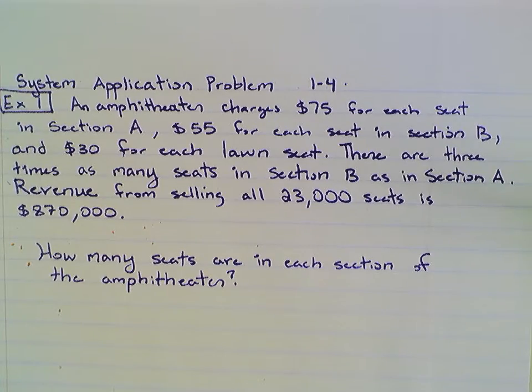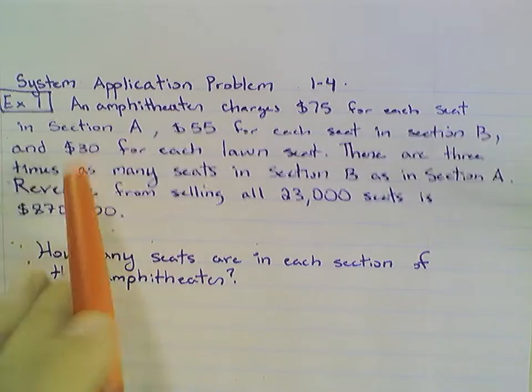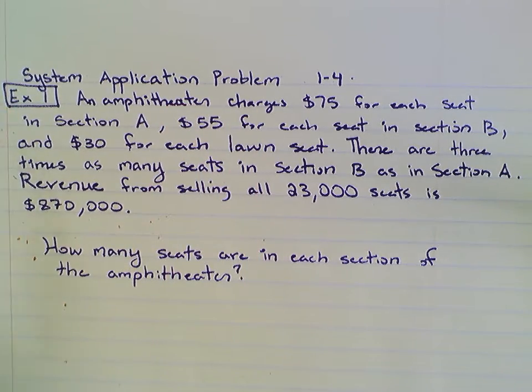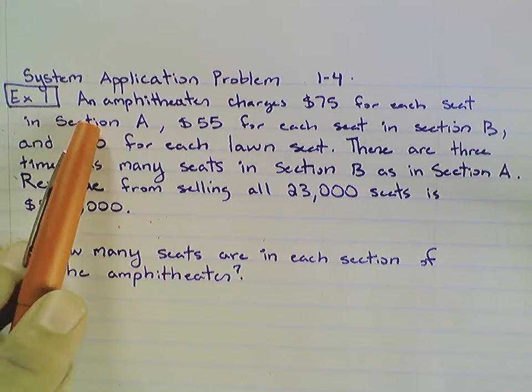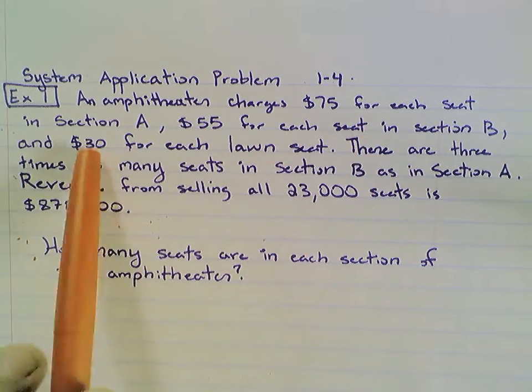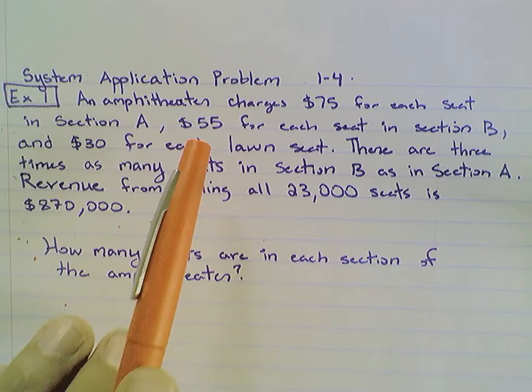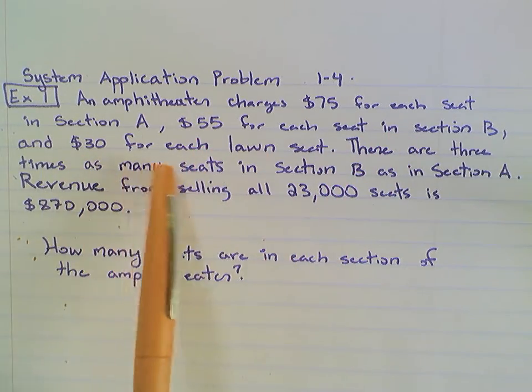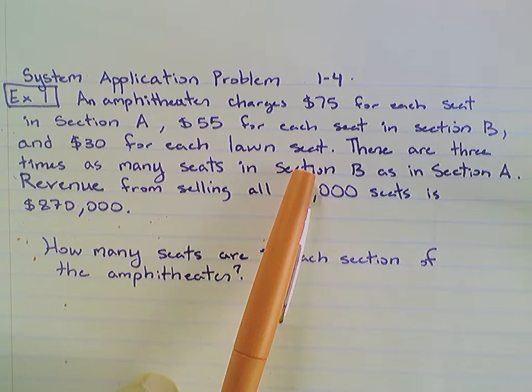Alright, here we have an example of a system application problem. So, in this problem, in example 1, we have an amphitheater that charges $75 for each seat in section A, $55 for each seat in section B, and $30 for each lawn seat.